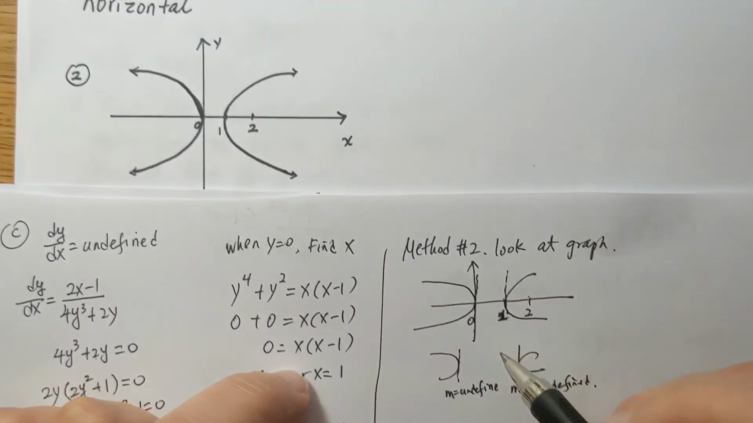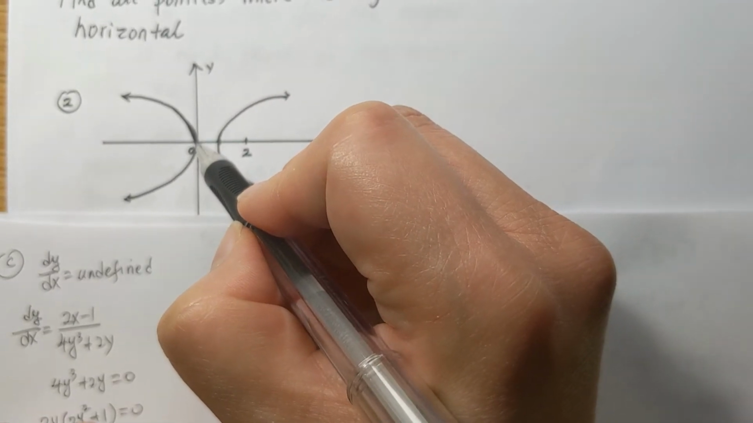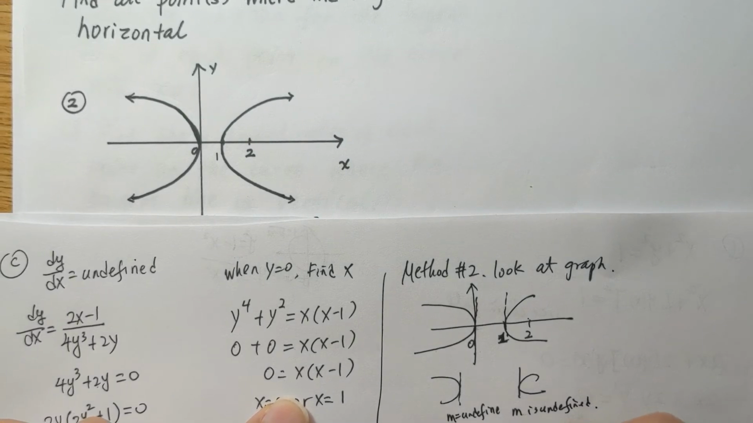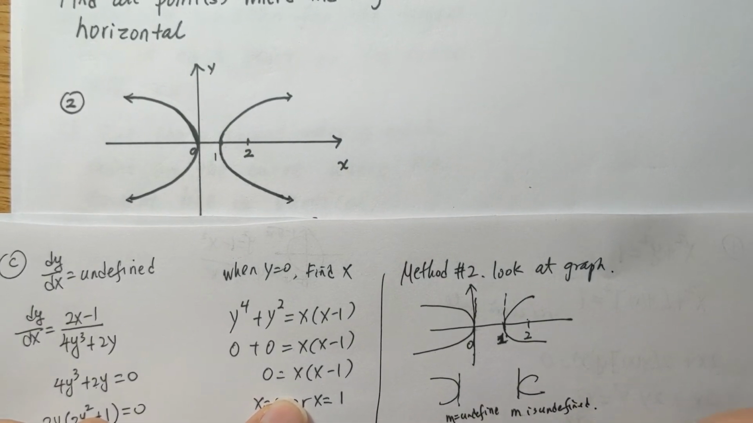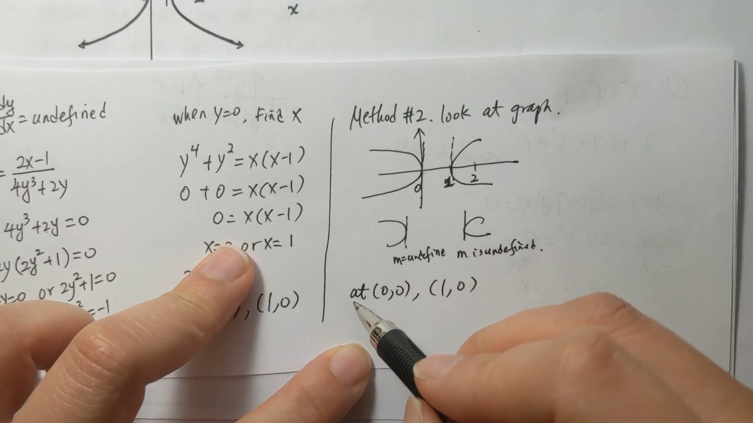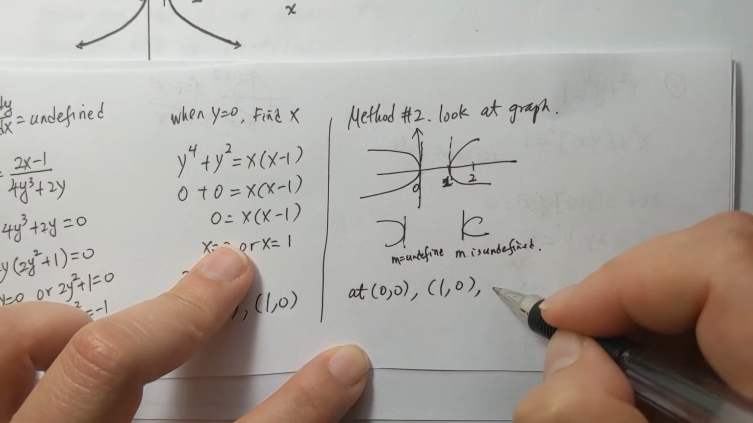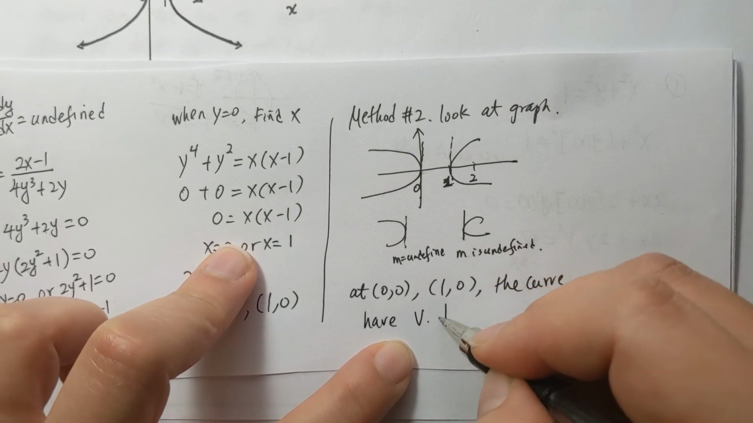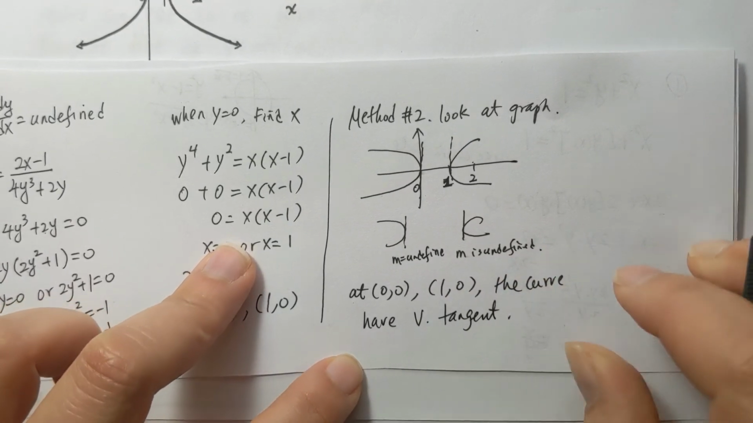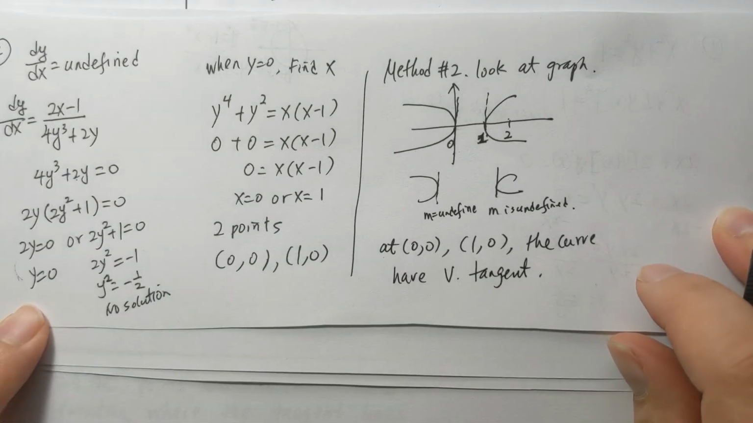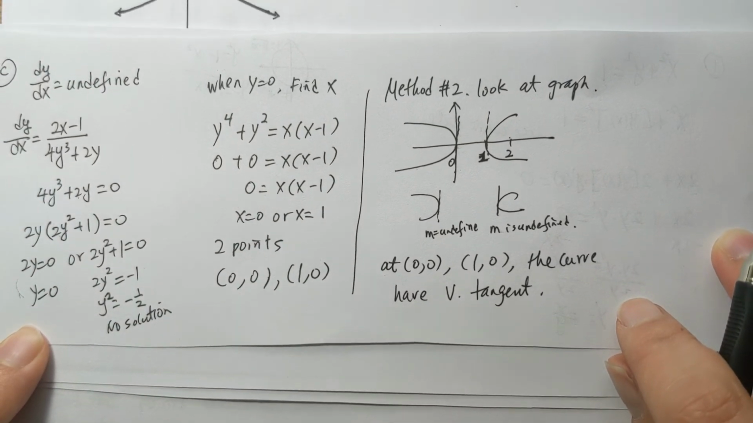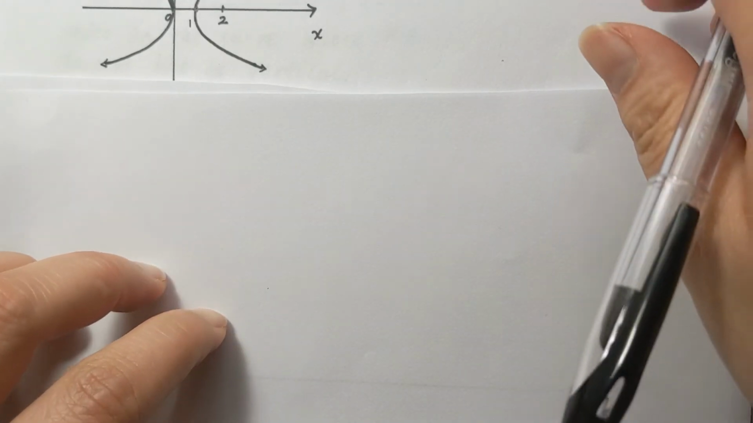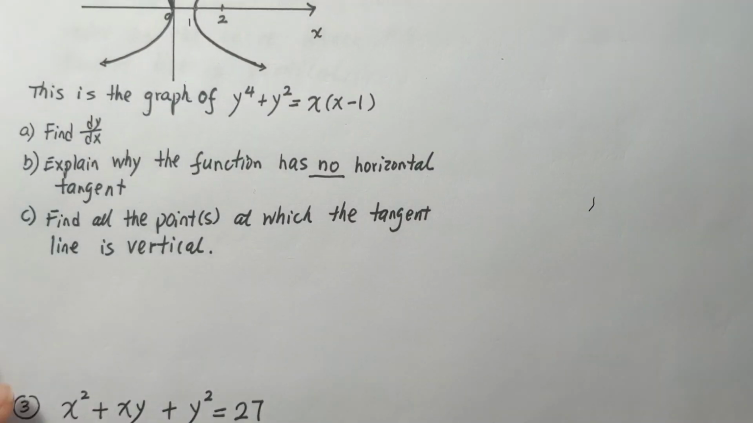So based on the graph, we can see that at (0, 0) and (1, 0), the curve has a vertical tangent. We get the same answer. So we finish question number 2. Now let's take a look at question number 3.